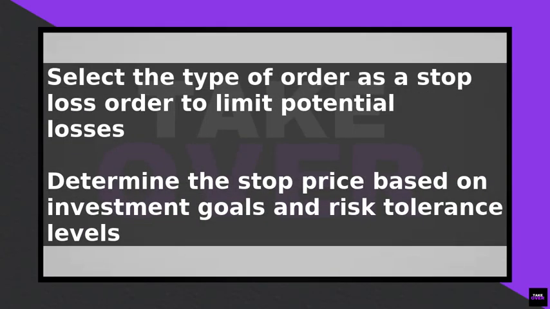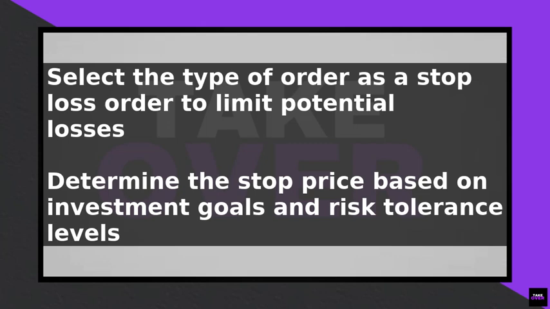A stop loss order is an instruction to sell a stock or option when it falls to a certain price, known as the stop price. To set the stop price, determine the price at which you are willing to sell your stock or option to limit your potential losses. This price should be based on your investment goals and risk tolerance.